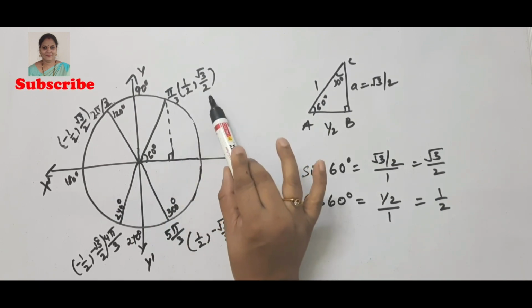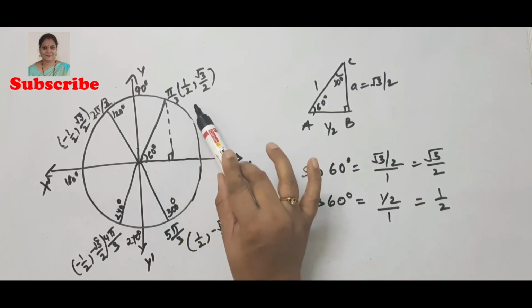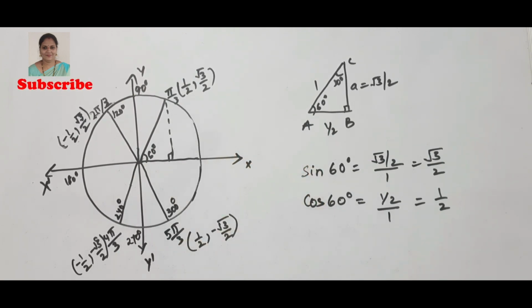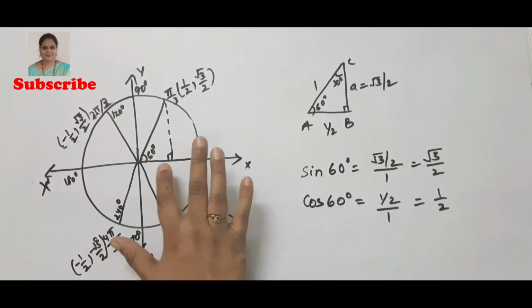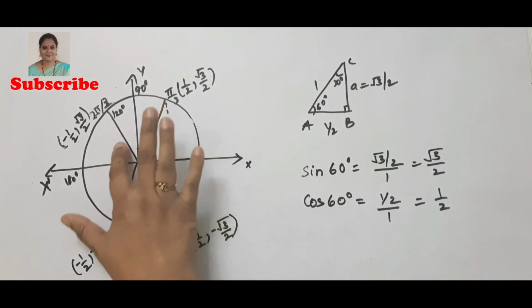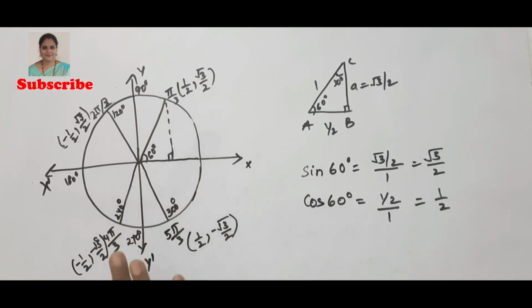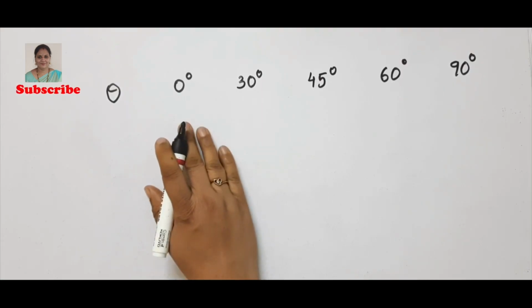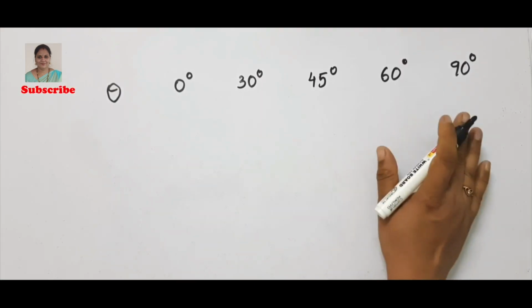So sin 60 is root 3 by 2, cos 60 degrees is 1 by 2. Okay, so it is better to remember 60 degrees. By remembering the values of sin and cos at 60 degrees, you can get the remaining 3 values, only the change is in these signs. The value is same, is it not? The x coordinate and y coordinate, that is cos theta and sin theta, are the same, only there is a change in the signs.